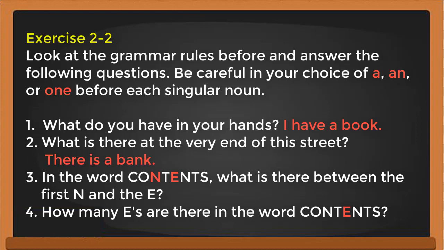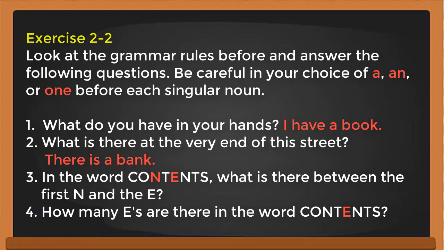Now let's see exercise 2.2. Look at the grammar rules that we learned before, and answer the following questions. Be careful in your choice of a, an, or 1 before each singular noun. So if you ask, what do you have in your hands? You can answer, I have a book. Okay, there is an example. Number 2, what is there at the very end of this street? There is a bank. Okay, you can answer that.